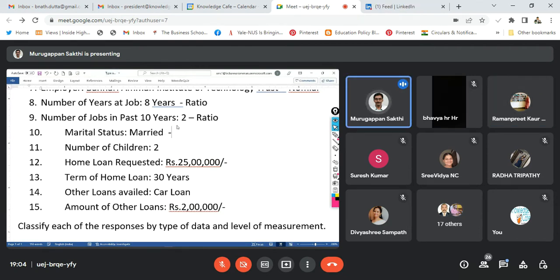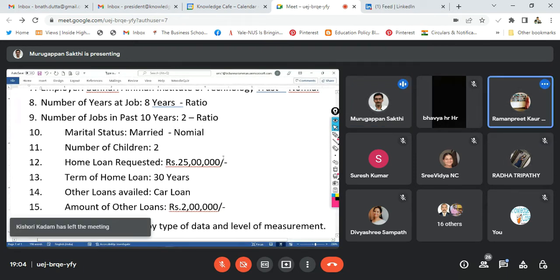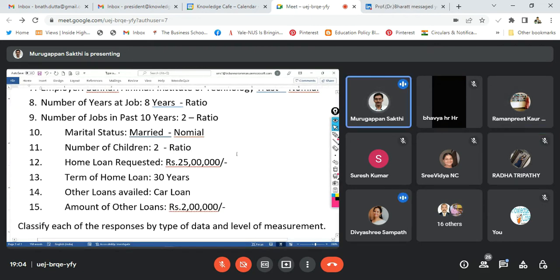Okay. Marital status. What type of data are you generating? Nominal data. Very good. And number of children? It will be ratio. Very good. The loan amount requested. Ratio. It should be a ratio. The term of the home loan. Suppose you are not interested, again ratio. This is the ratio.